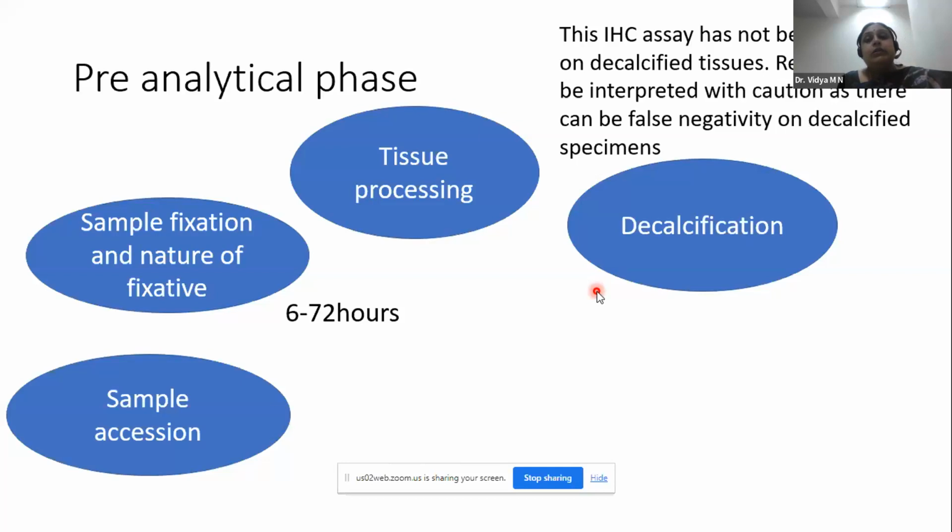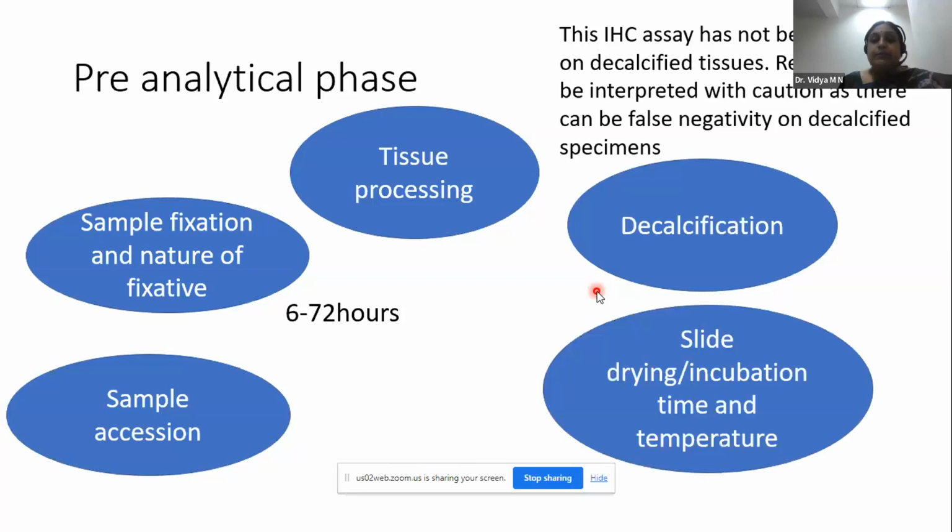So here the results are also interpreted with caution based on the amount of decalcification or the number of days of decalcification that has gone into the tissue. So it is always better to include a disclaimer in our report saying whether this IHC assay has been validated or not validated on decalcified tissues. And we also need to put a comment telling that the results should be interpreted with caution, as there can be false negativity on decalcified specimens.